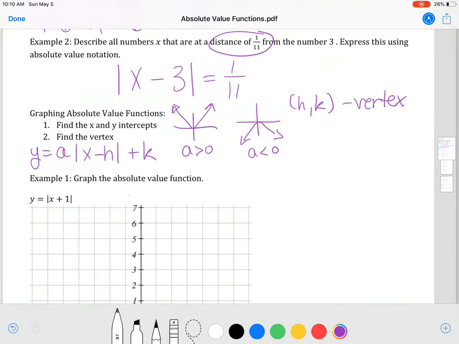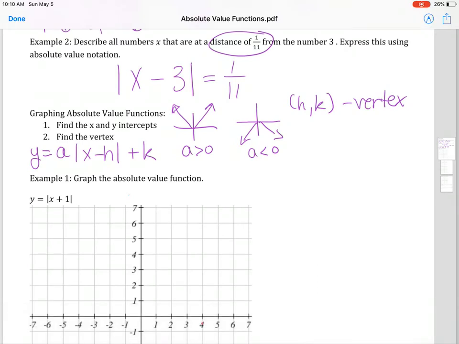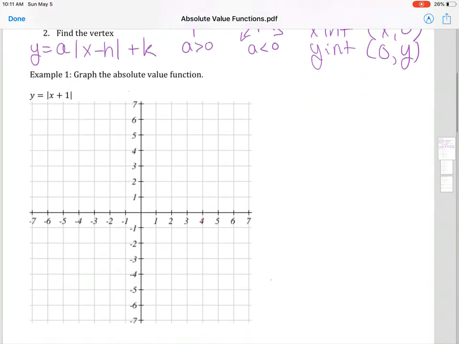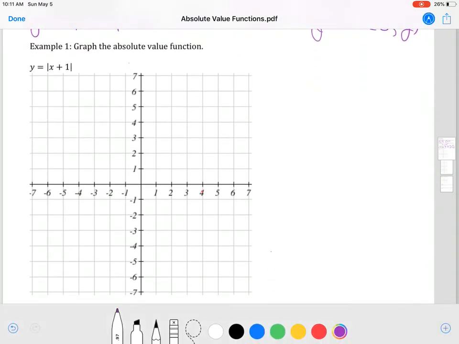The other things that you need to find when you're graphing any function in general are your x and y intercepts. And just a quick refresher, your x-intercept is the value of x when y is 0. And your y-intercept is going to be the value of y when x is 0. So let's look at this first example. We need to find all the key parts.